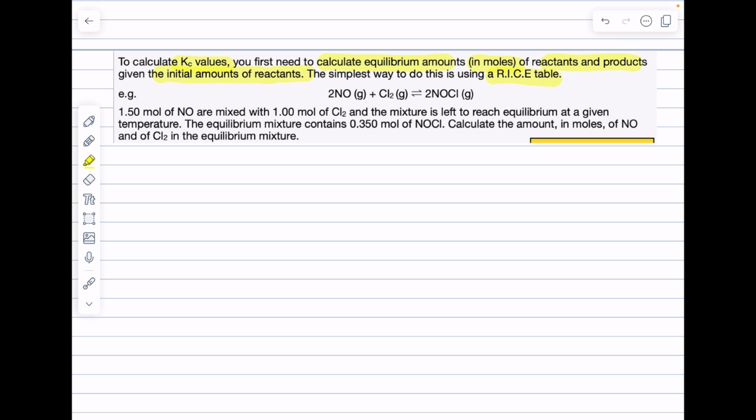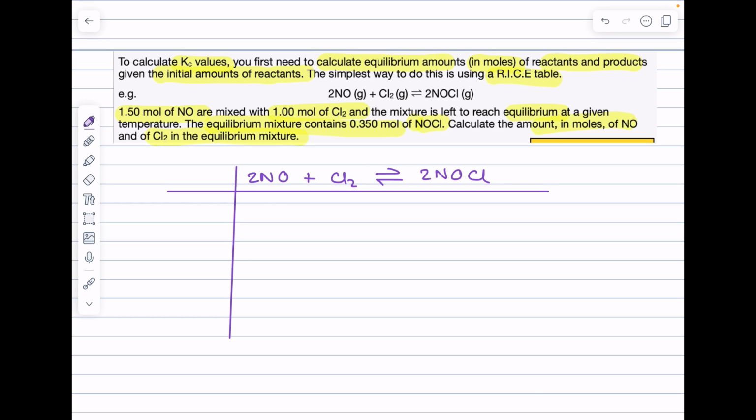So in this question, 1.5 mole of NO are mixed with 1 mole of chlorine, and the mixture is left to reach equilibrium at a given temperature. The equilibrium mixture contains 0.35 moles of NOCl. Calculate the amount in moles of NO and Cl2 in the equilibrium mixture. So your first step with this is to write out your balanced symbol equation. And now we use RICE to help us work methodically through this.